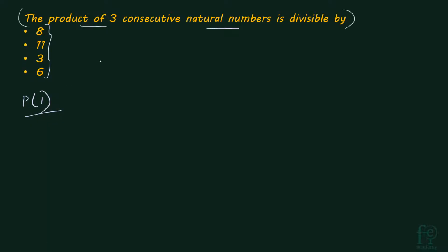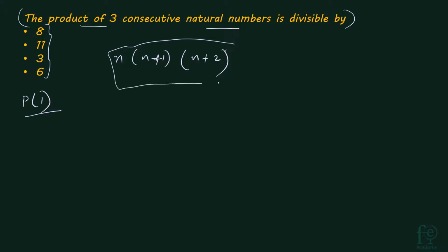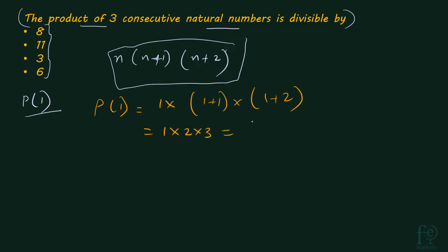So let's try. What is the question here? The product of 3 consecutive natural numbers. So let's write 3 consecutive natural numbers first: n, n plus 1 and n plus 2. n into n plus 1 into n plus 2. It will be divisible by which number? That is the question. So let's do P of 1. P of 1 is equal to 1 into 1 plus 1 into 1 plus 2, which will be giving you 1 into 2 into 3 equal to 6.